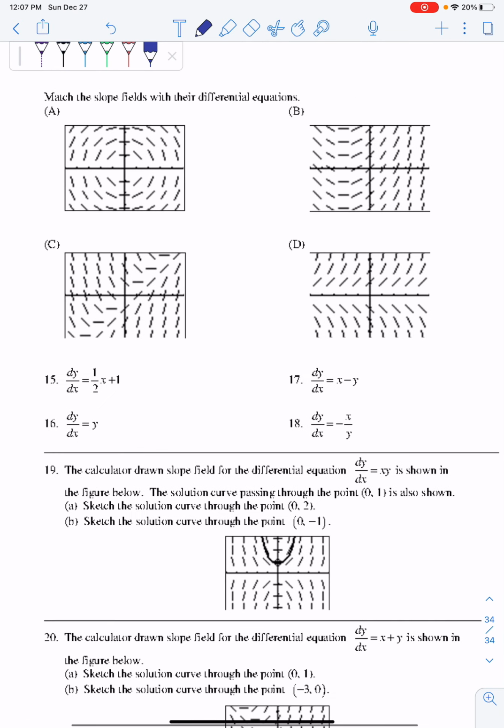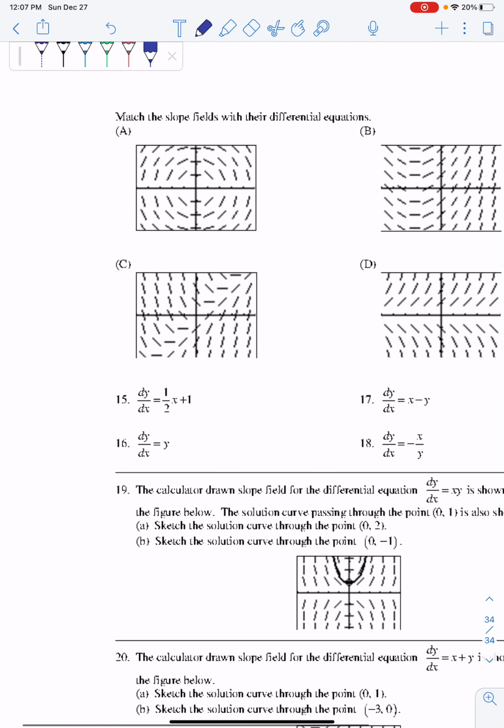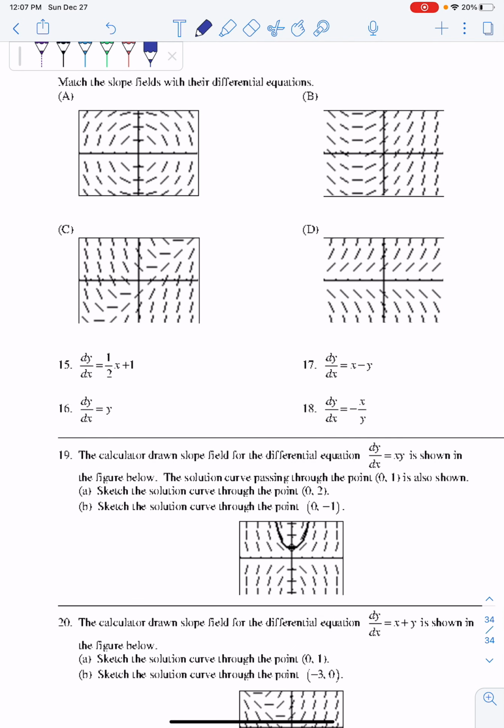This one's a little bit different because it wants us to match the slope field with the differential equation. So it's giving me the equation of the slope, and it wants me to match my slope field. So there's a couple of things I look for. First of all, as I look at these, I want to know, does it stay the same when I go up and down or left and right? Okay, so if I look at B, as I go up and down, as my y value changes, my slope stays the same. So that means there's probably not a y in it.